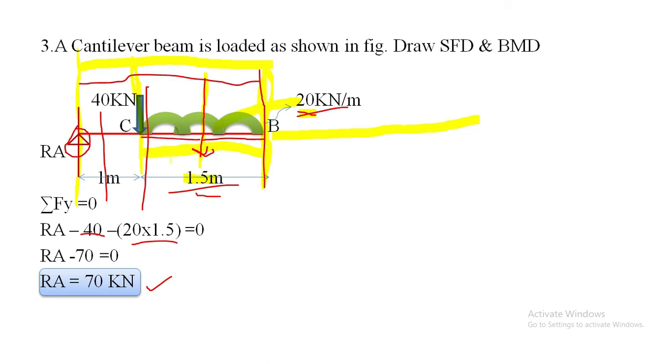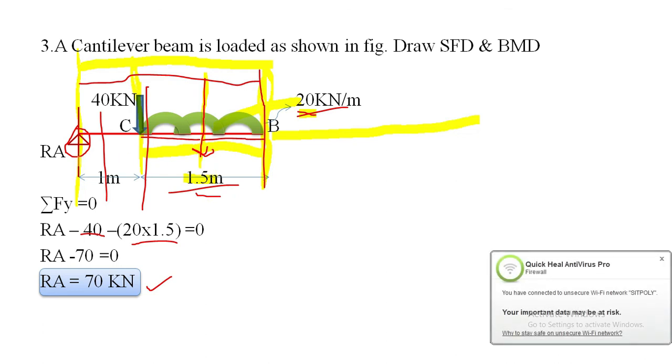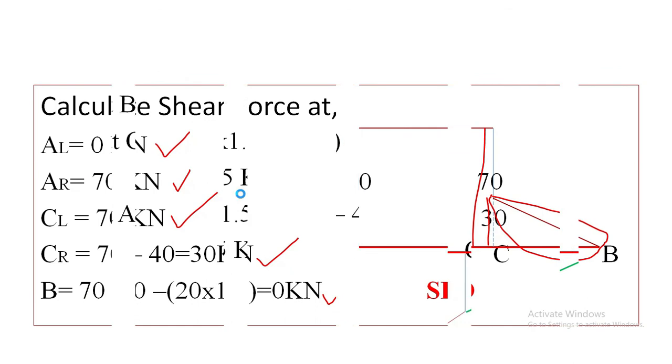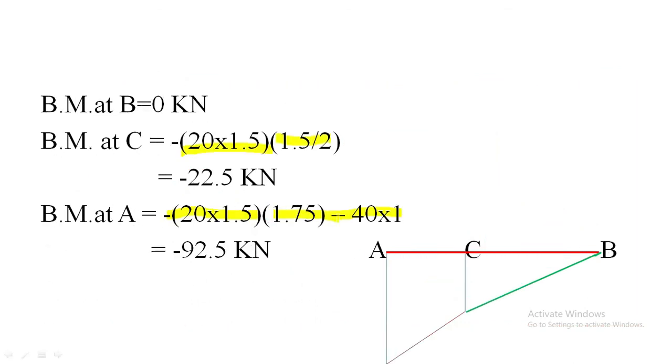While taking the bending moment of A, the distance between A and this point load is as follows. We already know the distance from RA to C is 1 meter, and the distance from C to this vertical point load is half of the 1.5 meter, that is 0.75. So 1 plus 0.75 gives 1.75 meter. After calculating this, we got the answer of minus 92.5 kilonewton.